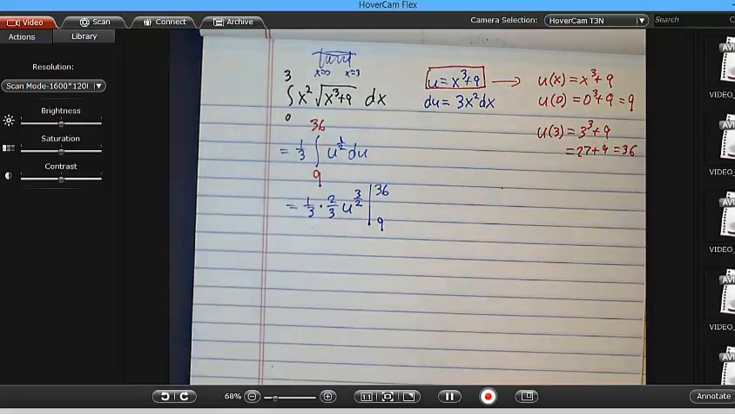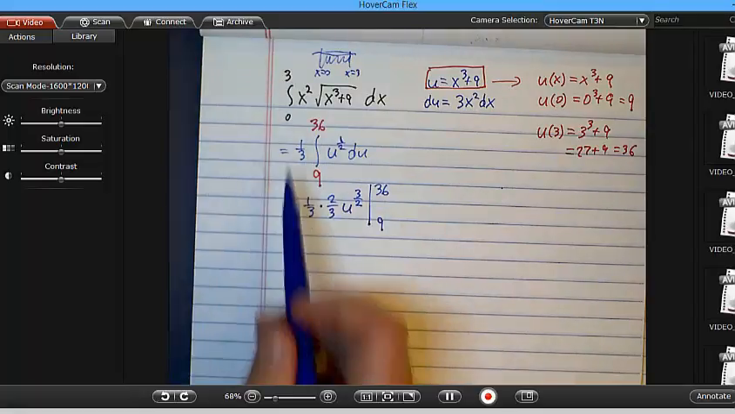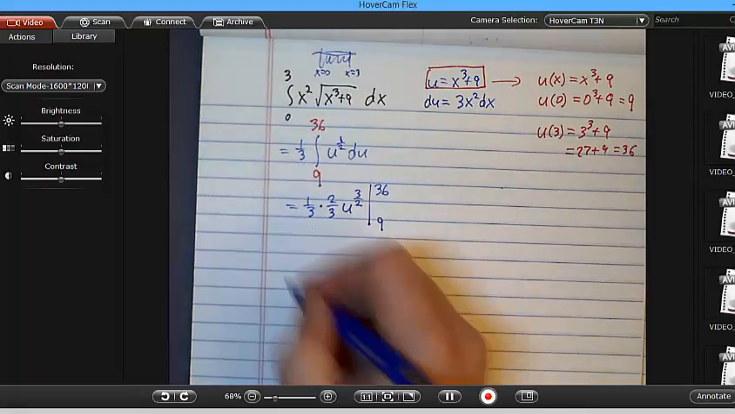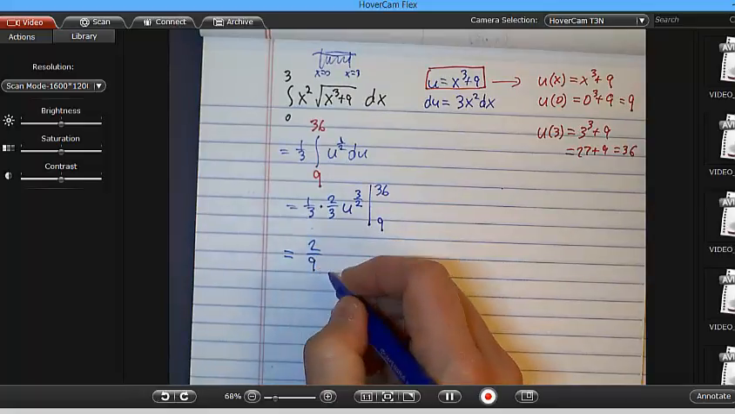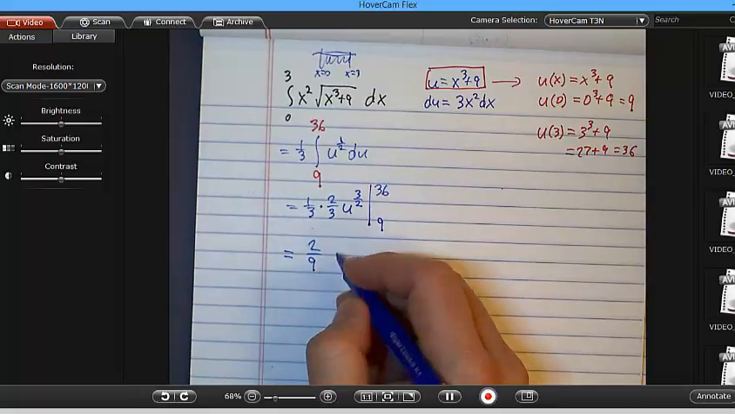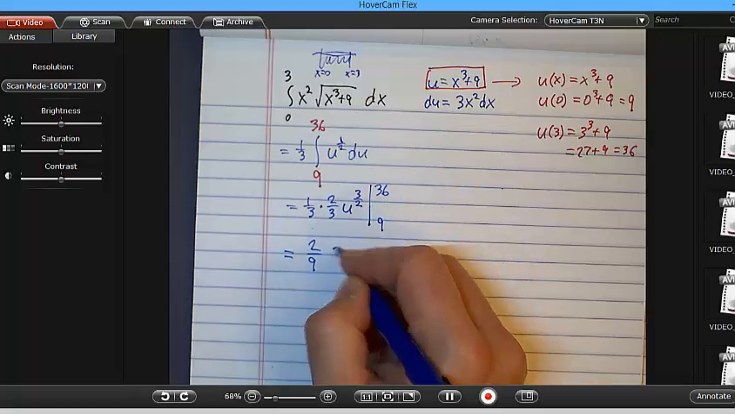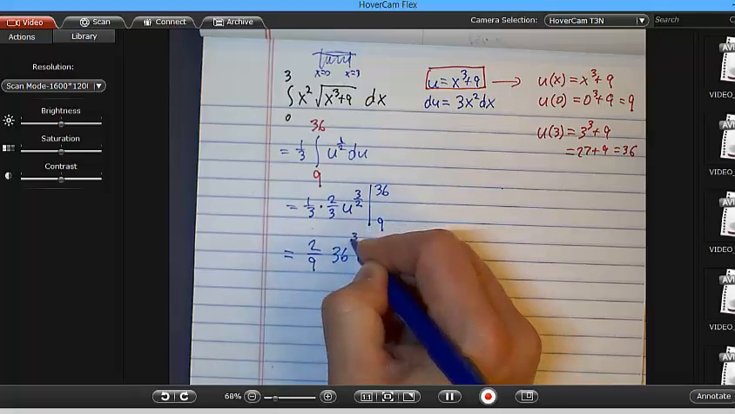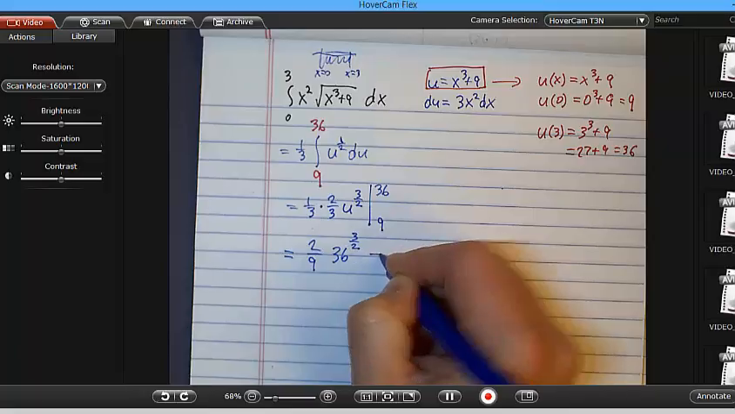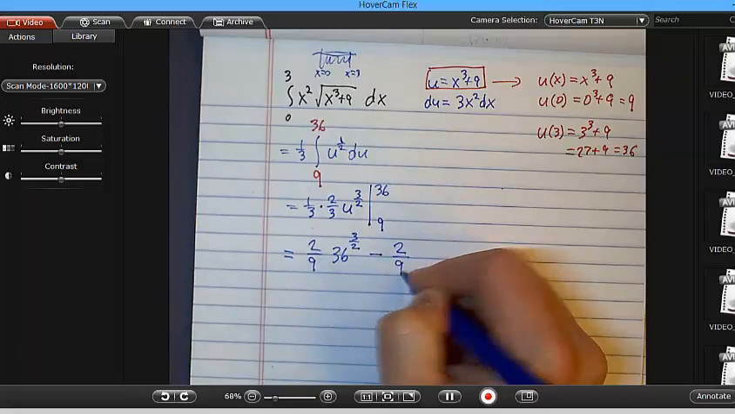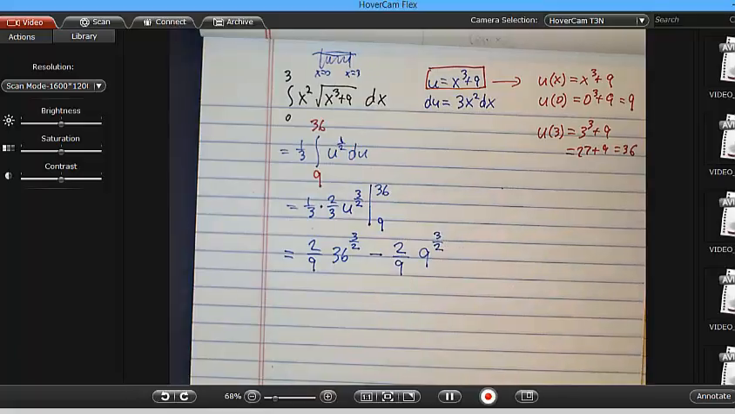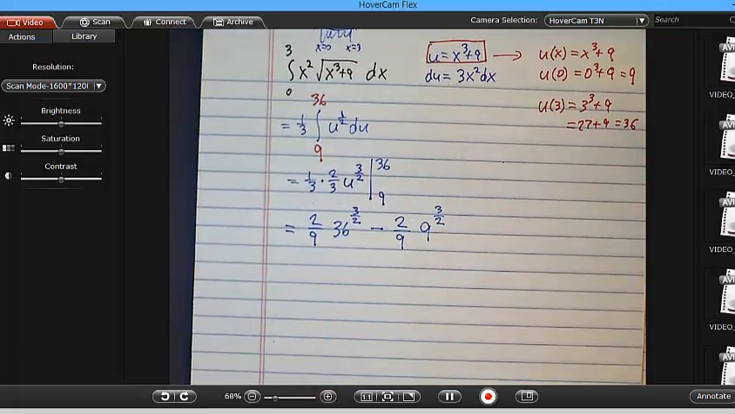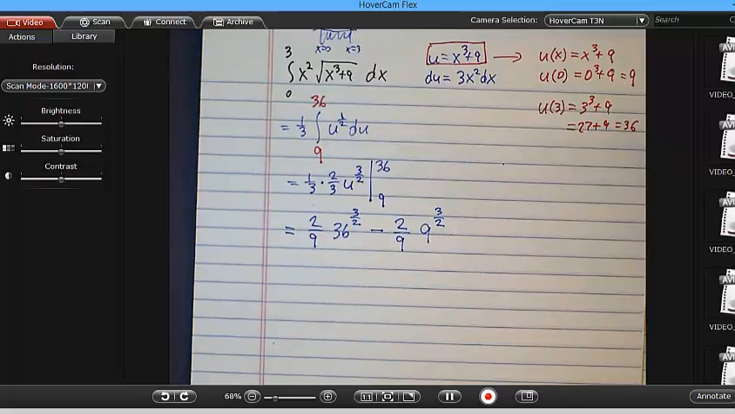But that's the key difference. When you have a definite integral, you might want to change the x values to u values so you can plug them in. Let's see what I get. 2/9, and this would be 36 to the 3/2 power minus 2/9 of 9 to the 3/2 power. That's the fundamental theorem of calculus. Does that make sense to people?